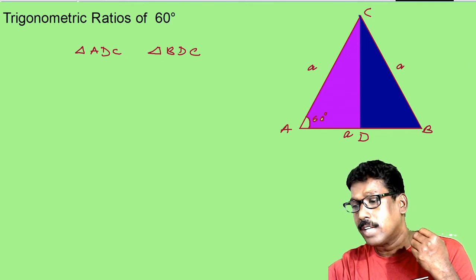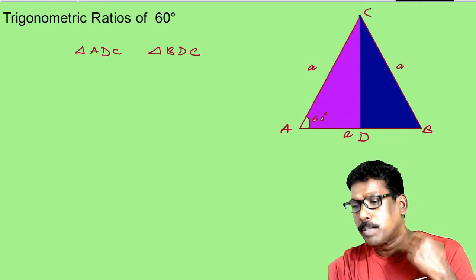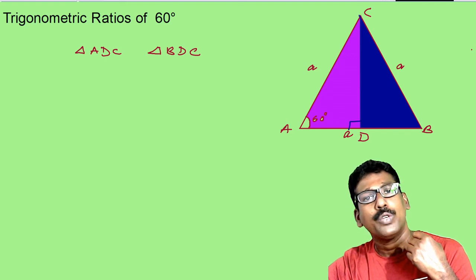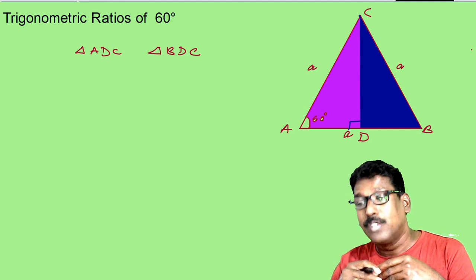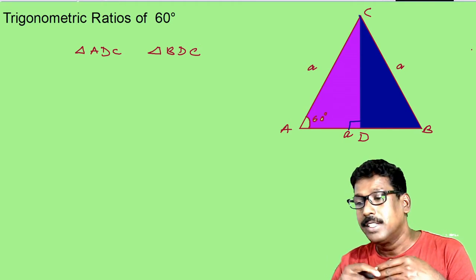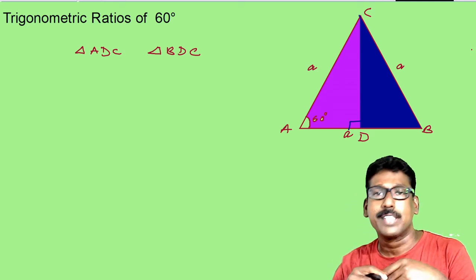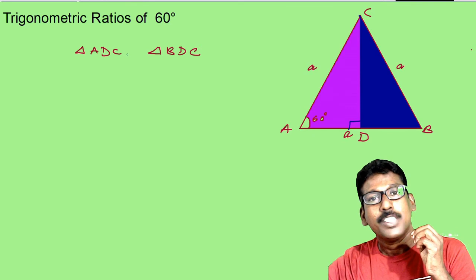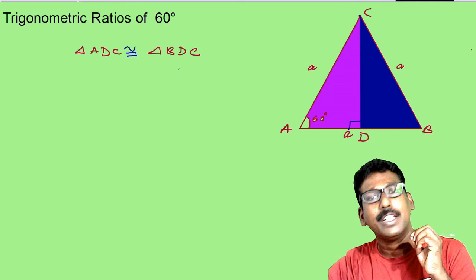What about these two triangles? Are they congruent? Here you can see CD is perpendicular to AB. That means angle D is equal to 90 degrees. That means these two triangles are right angle triangles. And in a right angle triangle, according to angle D, AC and BC are hypotenuse. They are equal. And CD is equal to CD, which is common. Therefore, these two triangles are congruent. So, we can write triangle ADC is congruent to triangle BDC.